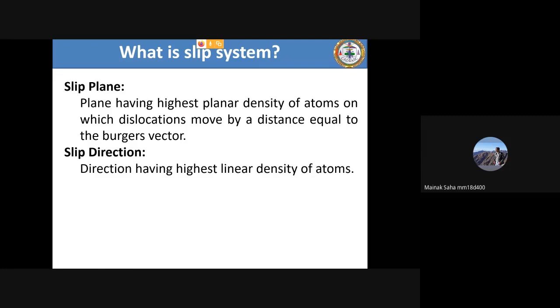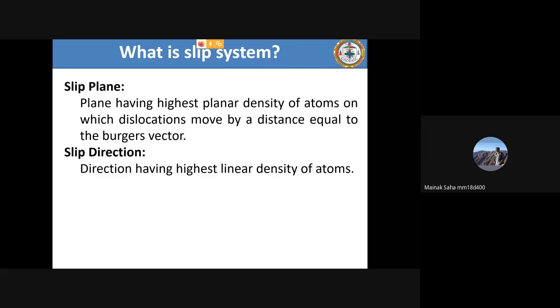A dislocation is nothing but a missing end of an atom plane. So when you say that dislocations are moving, energetically it is always favorable for a dislocation to move the minimum distance, because that will minimize the strain energy. I will show you this in a bit more detail in the next slide.